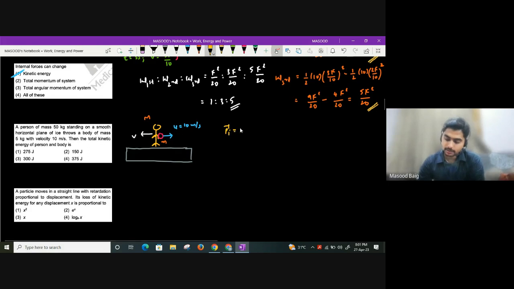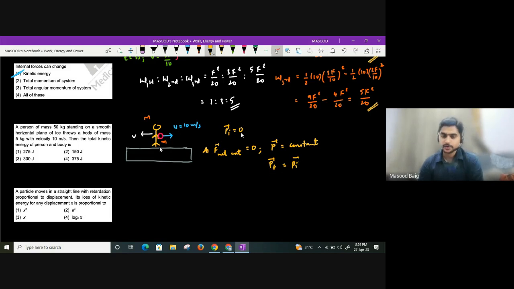Here the initial momentum is how much? 0. See, this is entirely one system, so whether the person is throwing the body or the body is pushing the person, they all happen internally only, guys. As the net external force is 0, what can we conserve? Momentum will remain constant. Momentum remaining constant means final momentum should be equal to initial momentum.